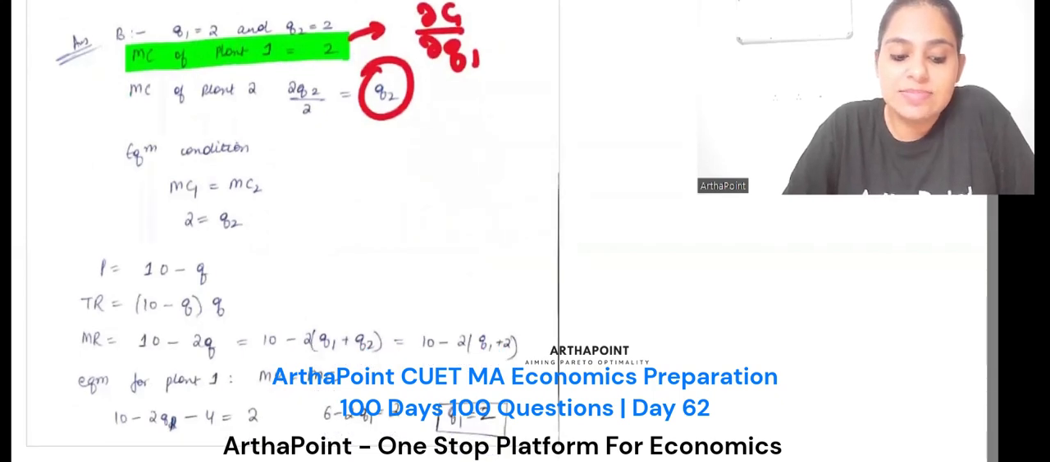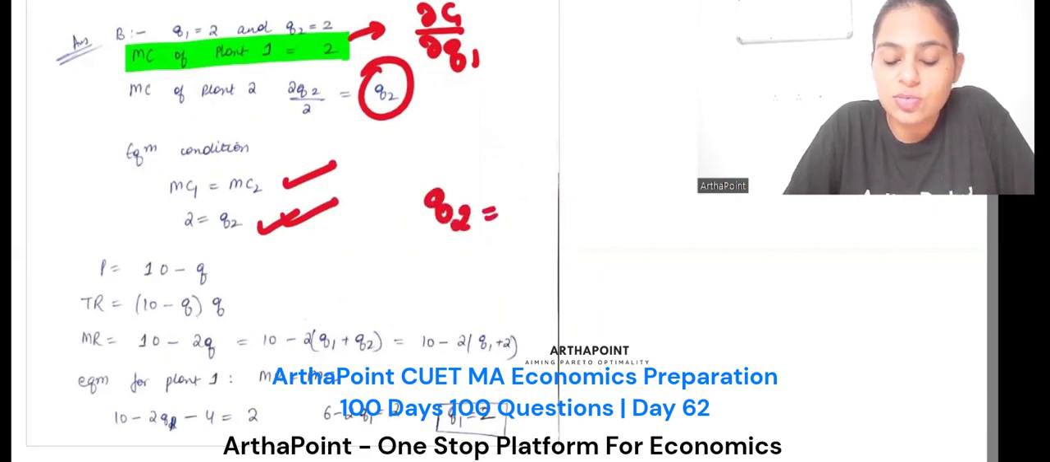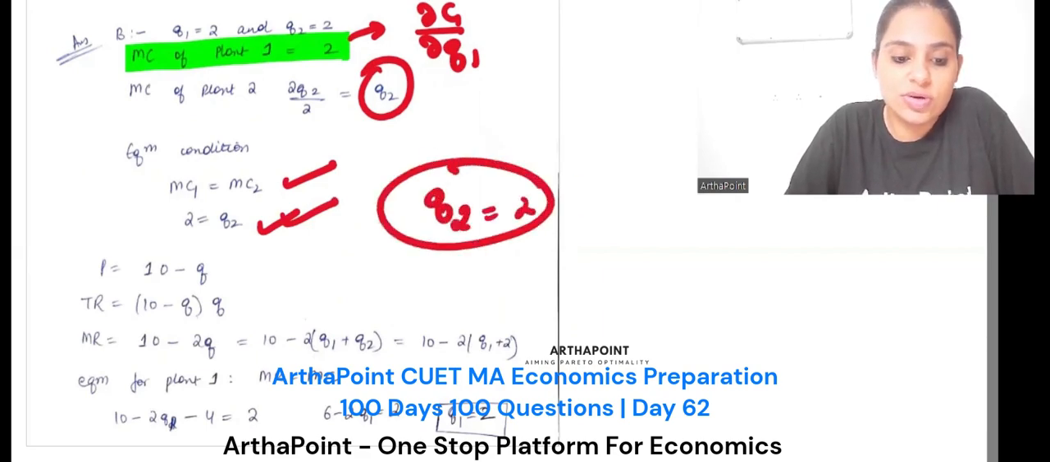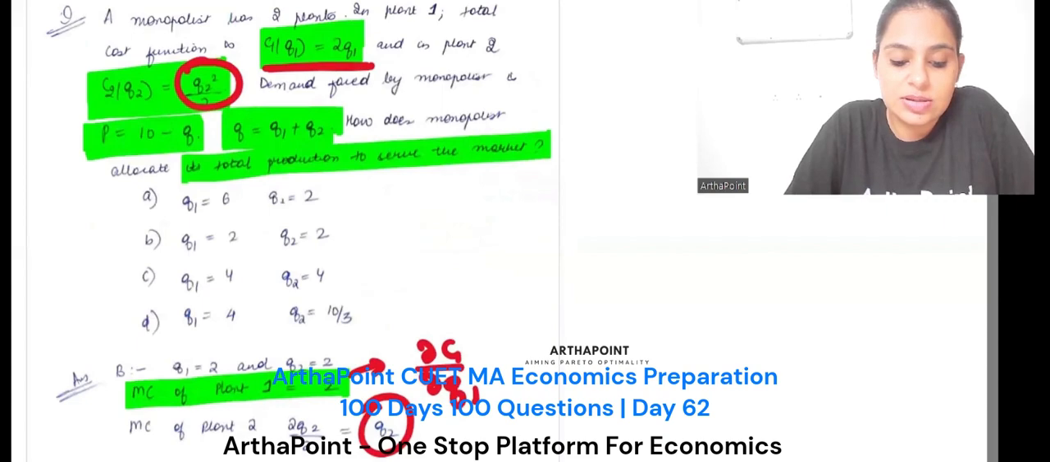Equilibrium condition is MC1 equal to MC2. So 2 is equal to Q2. So you have got the answer for Q2, which is 2. You can just go ahead and put it here.